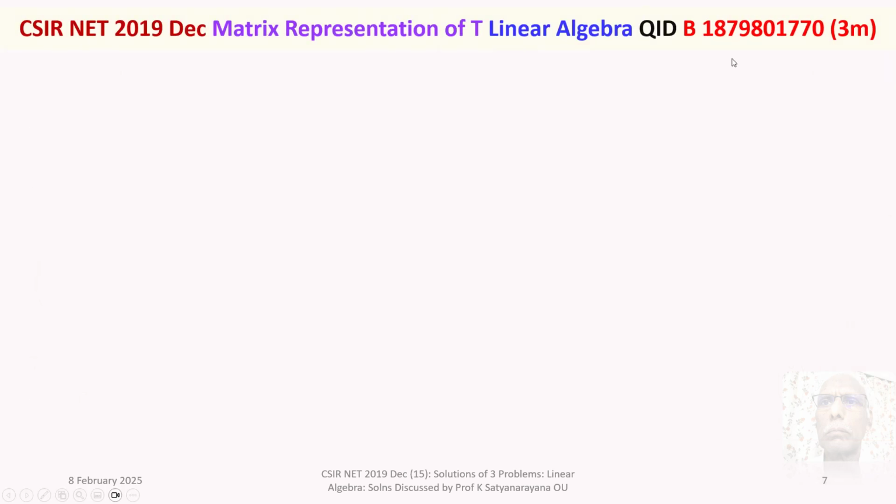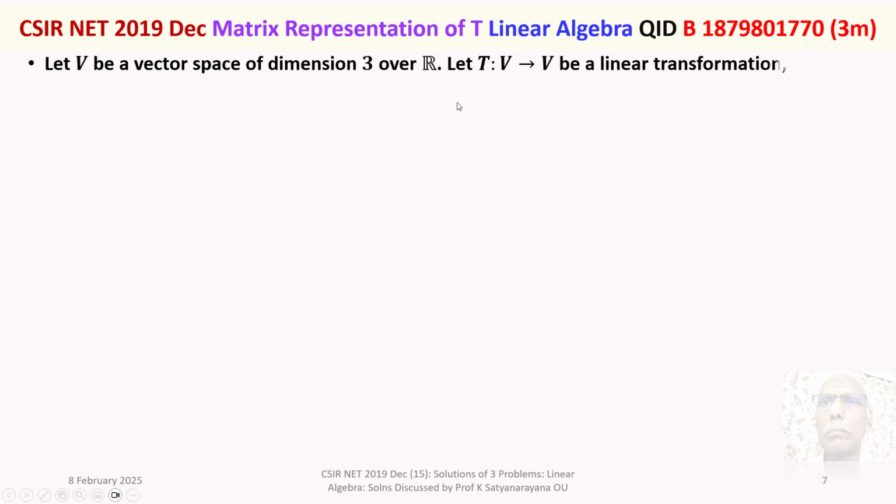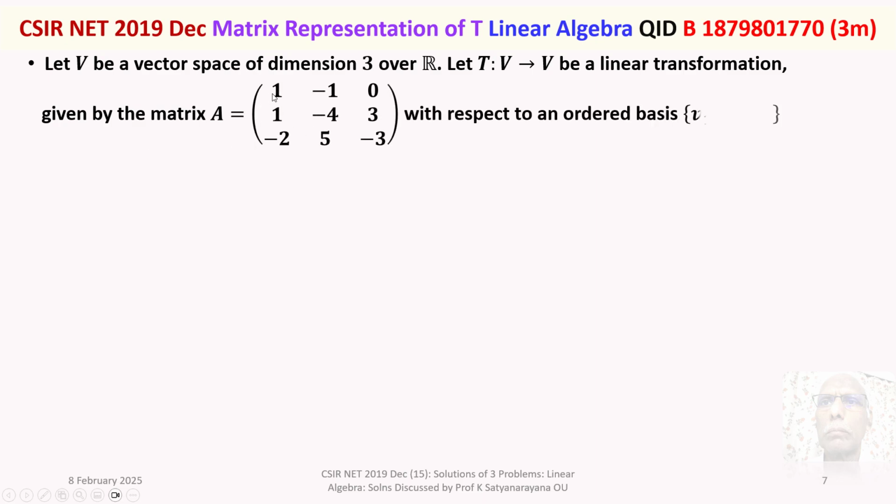This is the question with this question ID from part B for 3 marks, and the question is on the concept of matrix representation of a linear transformation. Let V be a vector space of dimension 3 over the field of real numbers. Let T from V to V be a linear transformation, that is, T is a linear operator given by the 3 by 3 matrix A, which is 1 minus 1 0, 1 minus 4 3, minus 2 5 minus 3, with respect to the ordered basis V1, V2, V3.